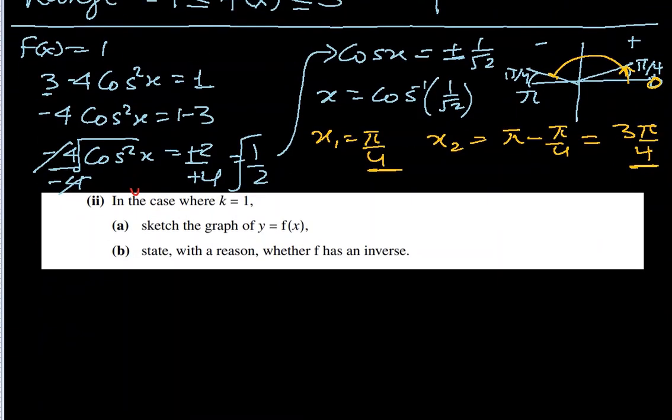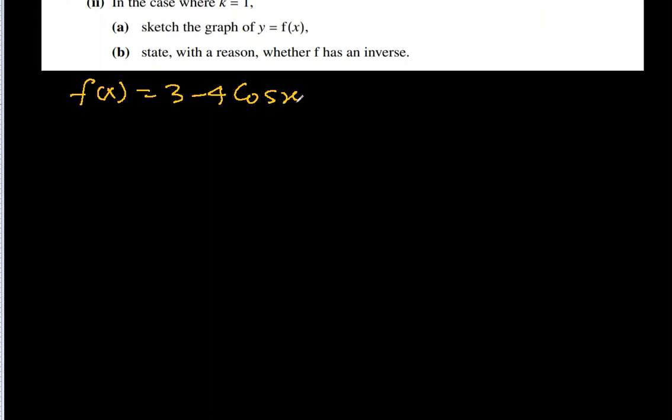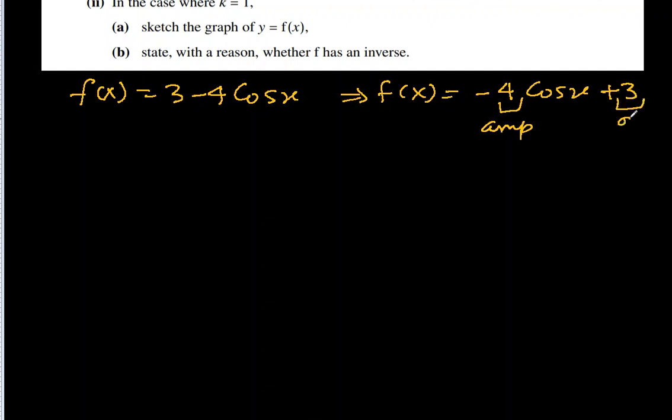Let's move on to the next one. In case k is equal to 1, that means f(x) becomes 3 minus 4 cos x. Sketch the graph of the same function. All right. So in this case, let me rearrange this, and I can write this as f(x) equal to minus 4 cos x plus 3. Right? So this becomes the amplitude. This becomes the axis. And minus will reflect the whole graph of cos x.